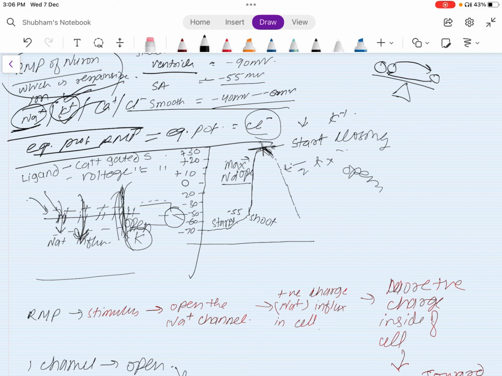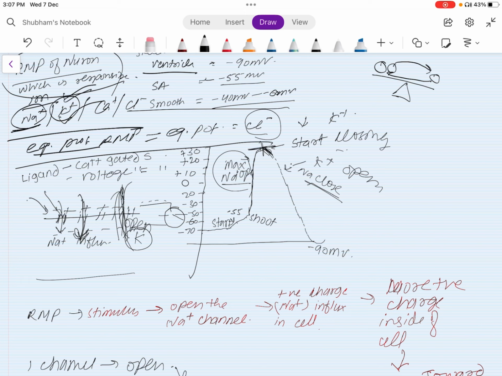At this phase, all sodium channels are closed. Sodium closed, only potassium open. But potassium channels are slow. These are fast closing and these are slow closing. Potassium channels are slow, so what happens? They overdo things. They just make it more negative. If you ask them to take the charge and make it negative, they'll make it more negative.